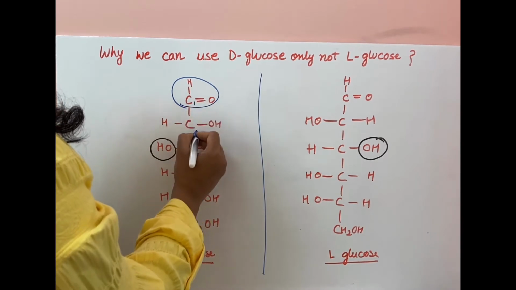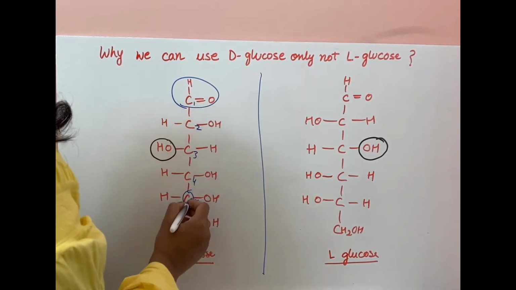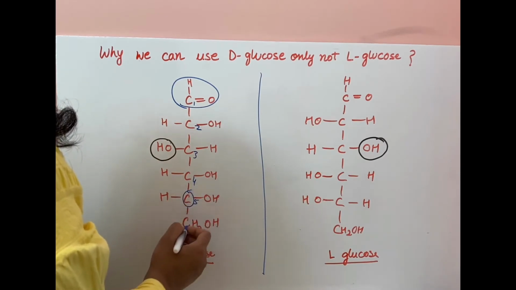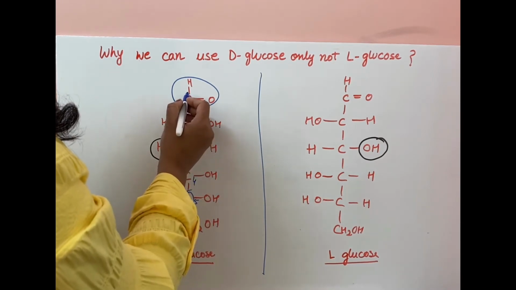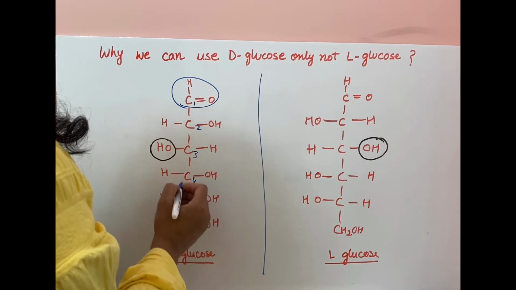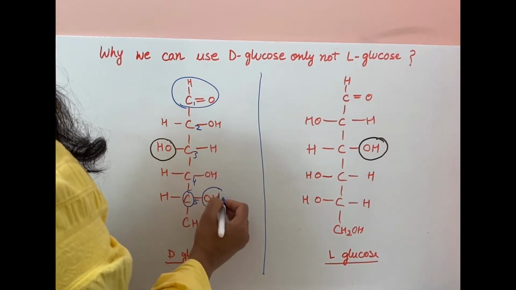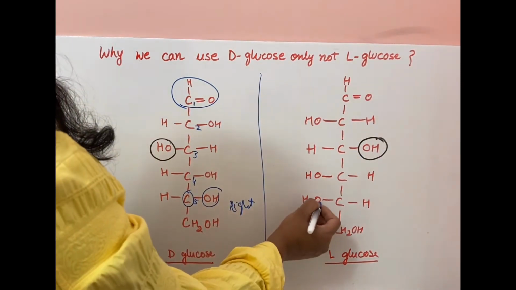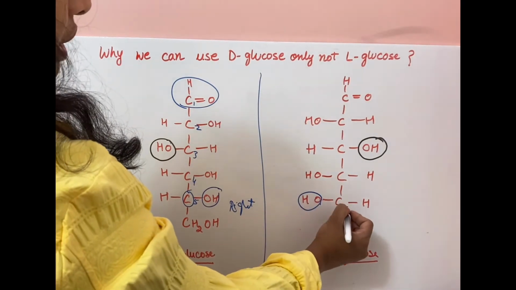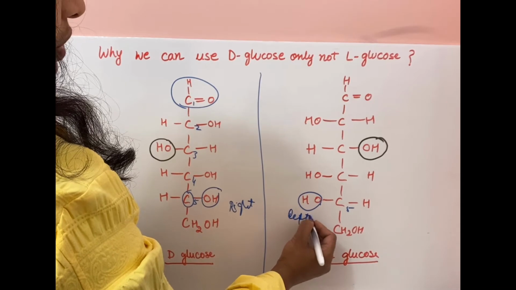So this is your first, second, third, fourth, fifth. The farthest asymmetric carbon is carbon 5. Carbon 6 is not asymmetric. So carbon 5 is the asymmetric carbon which is farthest from the aldehyde group. And if the farthest carbon has the hydroxyl group on the right side, that means it is D-glucose. And if the hydroxyl group is on the left side, that means it is L-glucose.